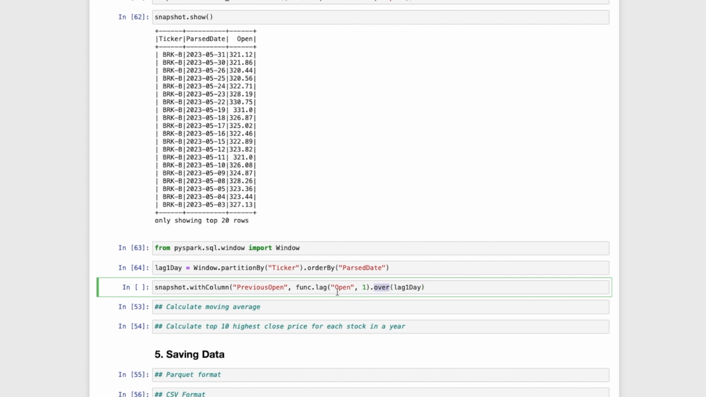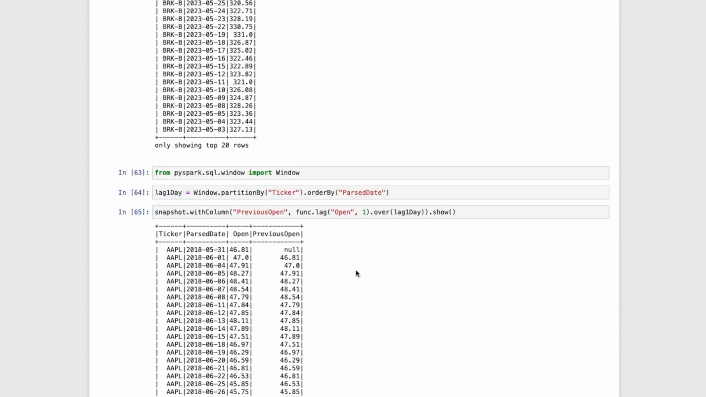So you're saying that I want to perform the lag of 1 on the open column over this window function. And whatever result you get, just store it into the previous open column, right? So let's go and close this, and then I'm just going to show this data frame. Let's go ahead and see what we get.